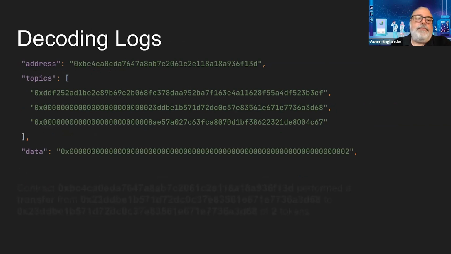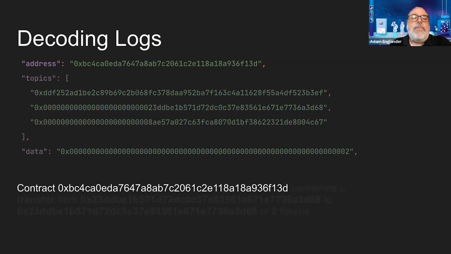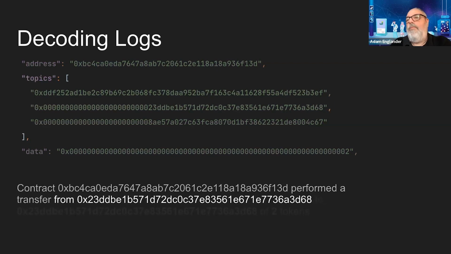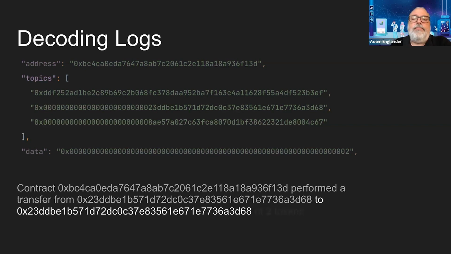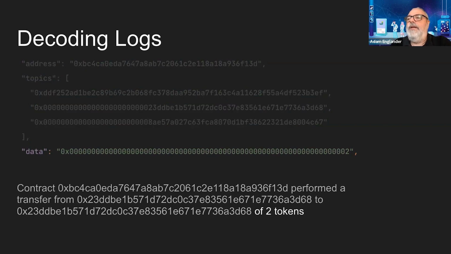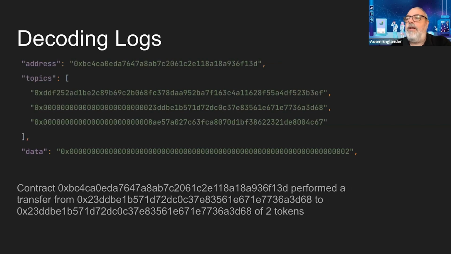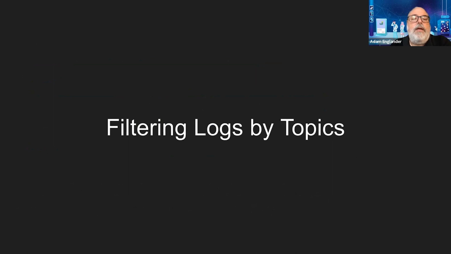So now we've been able to decode that, and we can perform the same logic mentally, right? If you were following along, we have a contract, and it performed a transfer from one address to another address of 2 tokens. When I see logs, I've been doing this long enough that that's what I see, just because I know that 0xDDF25 is transfer 99.999% of the time. So let's get into filtering data.